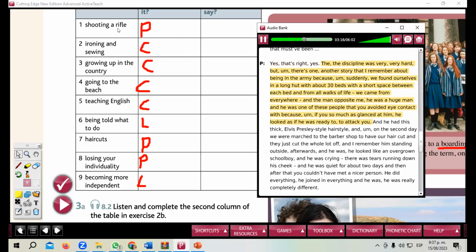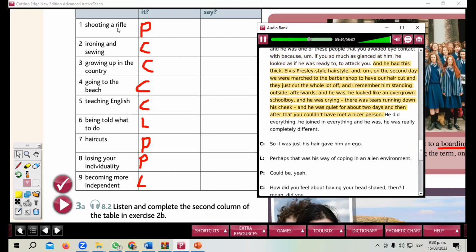But there's another story that I remember about being in the army, because suddenly we found ourselves in a long hut with about 30 beds, with a short space between each bed. And from all walks of life, we came from everywhere. And the man opposite me was a huge man, and he was one of these people that you avoided eye contact with, because if you so much as glanced at him, he looked as if he was ready to attack you. And he had this thick Elvis Presley style hairstyle.